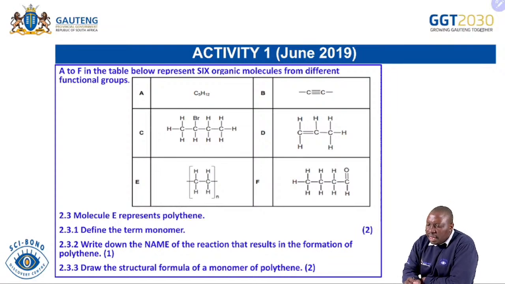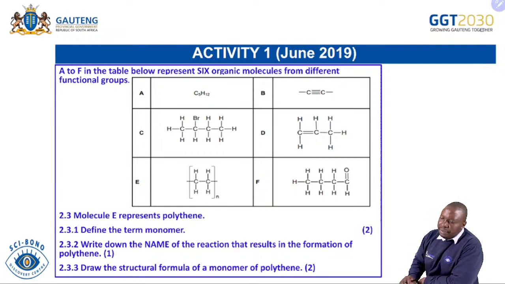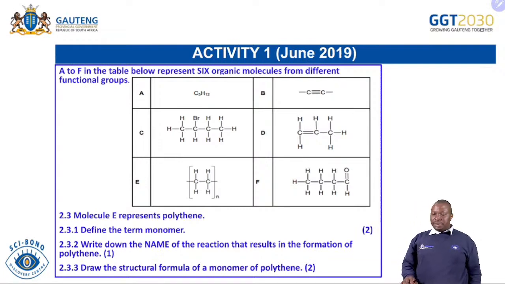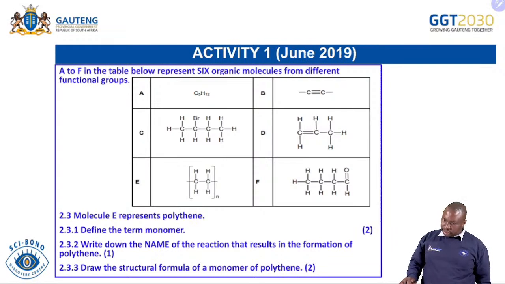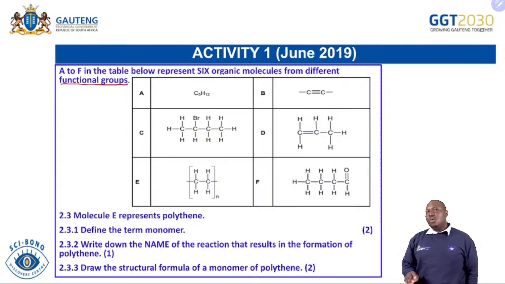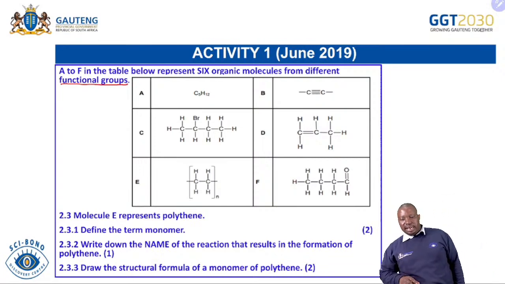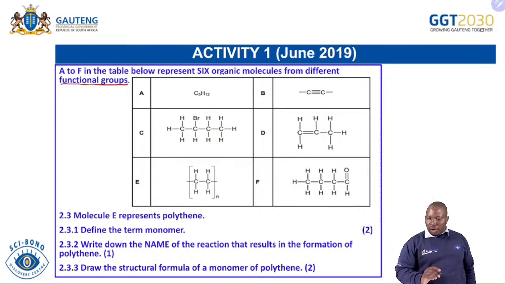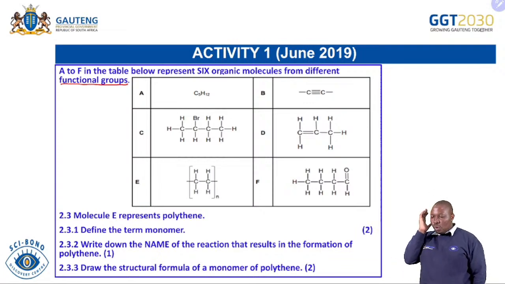Now, we are saying immediately when you open question 2 and you find a table like this, it says A to F in the table below represent 6 organic molecules from different functional groups. Immediately when you say functional group, you must know the definition. What is a functional group? That is the important thing. So before you even answer, you must ask yourself, what is a functional group?